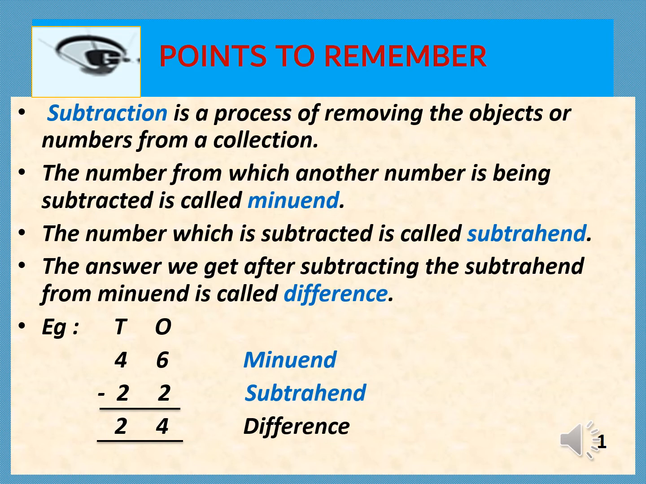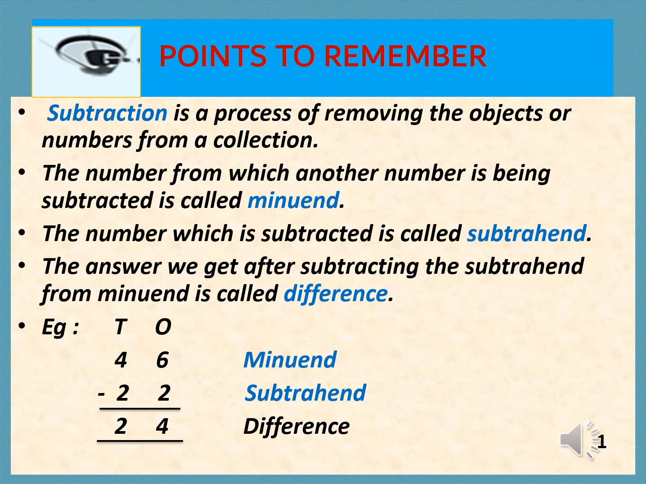Subtraction is a process of removing the objects or numbers from a collection. The number from which another number is being subtracted is called minuend, and the number which is subtracted is called subtrahend. The answer we get after subtracting the subtrahend from the minuend is called difference.